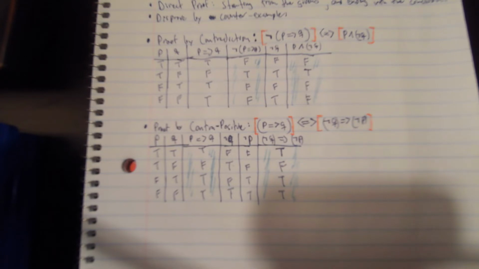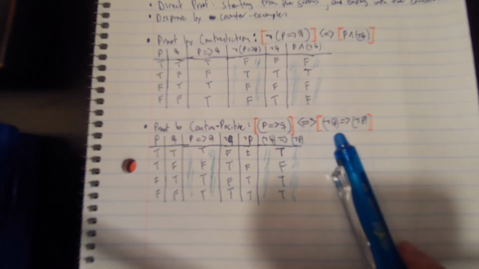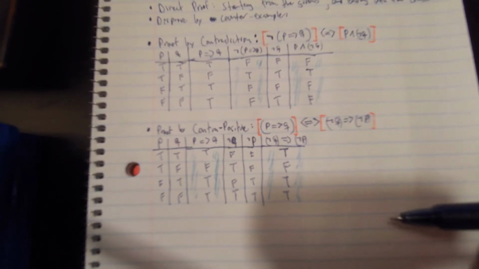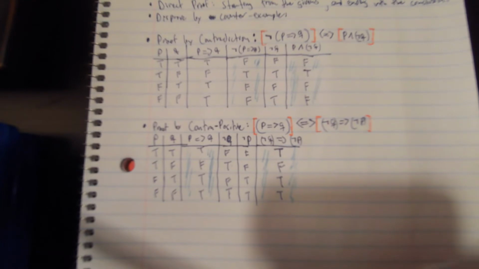But let me know if you came up with an if P then Q statement, and then when you're translating it into a not Q then not P, it no longer makes sense. I'd be very interested to hear something like that. So leave it down in the comments, right?